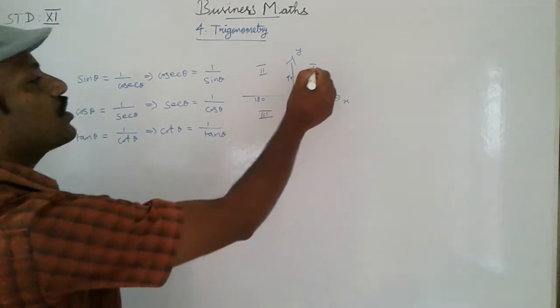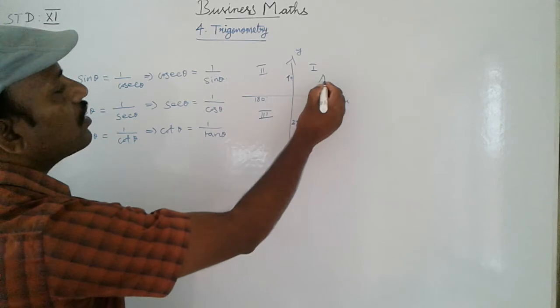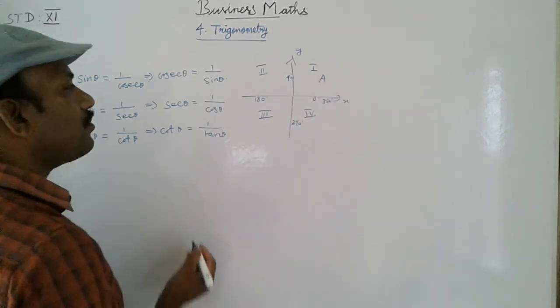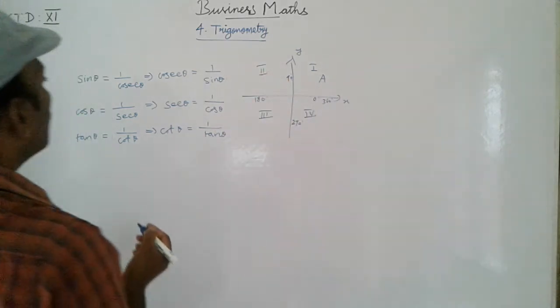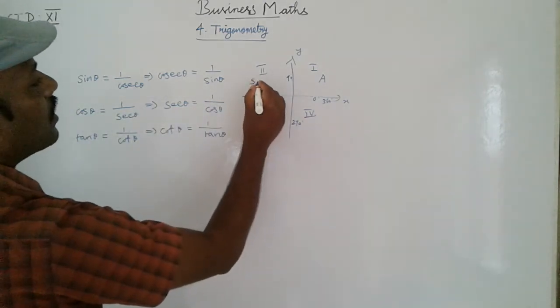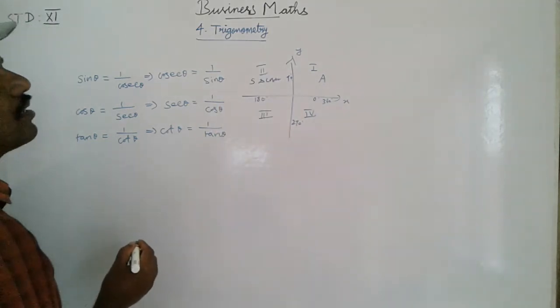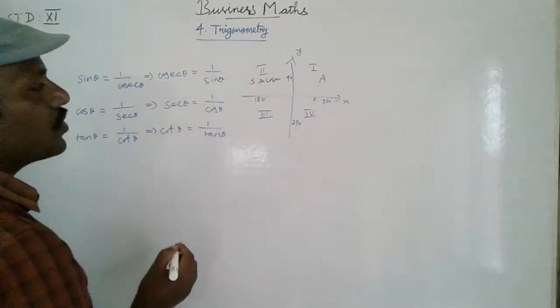In the first quadrant, all the ratios have positive values. In the second quadrant, sin and cosecant values are positive.